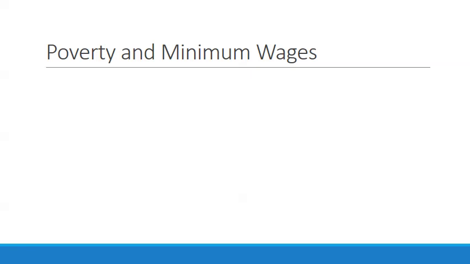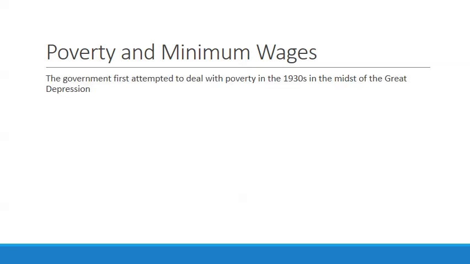Okay, so what is the relationship between poverty and minimum wages? Well, the government first attempted to deal with poverty in the 1930s in the midst of the Great Depression. In other words, poverty was attempted to be solved by the government in the 30s during the Depression, and the first attempt was to use minimum wages. So minimum wages were designed as a way to get people out of poverty. The problem, of course, that we see is that minimum wages don't equal living wages. So a minimum wage today does not cure poverty. In fact, it doesn't really help, because minimum wages are below what it costs to actually live on.